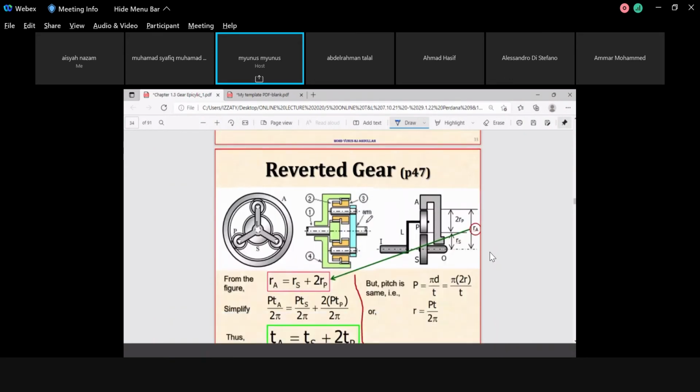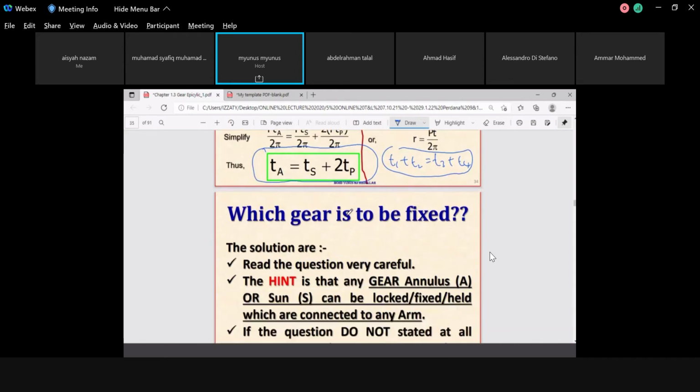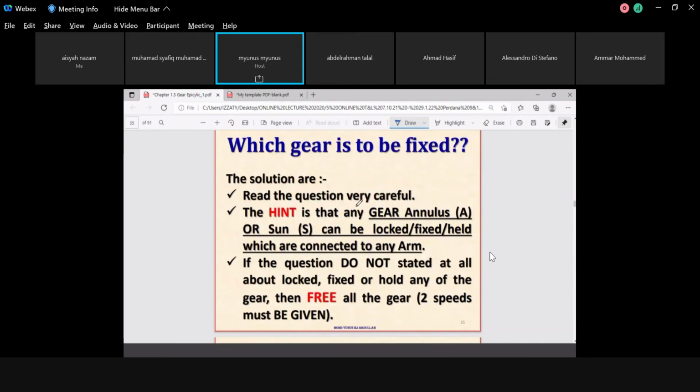This is the reverted gear I mentioned earlier, because the epicyclic gear is basically part of the reverted gear. So you have a new equation. Remember this equation for the reverted gear. The other equation for the reverted gear is T1 plus T2 equals T3 plus T4, as long as the input shaft and the output shaft are in one line. So we call that the reverted gear. This one also, as I mentioned earlier, which gear to be fixed.